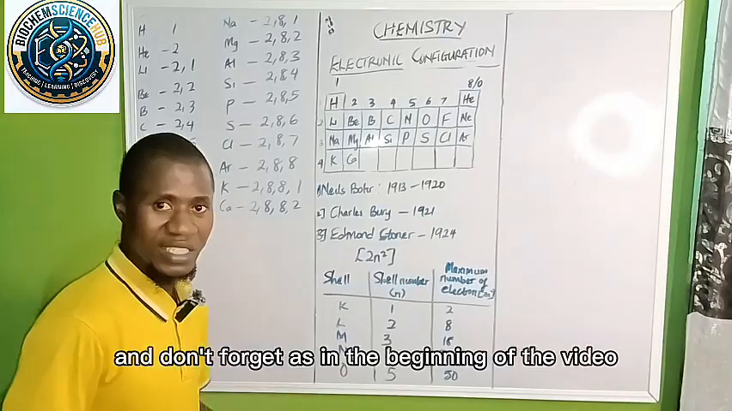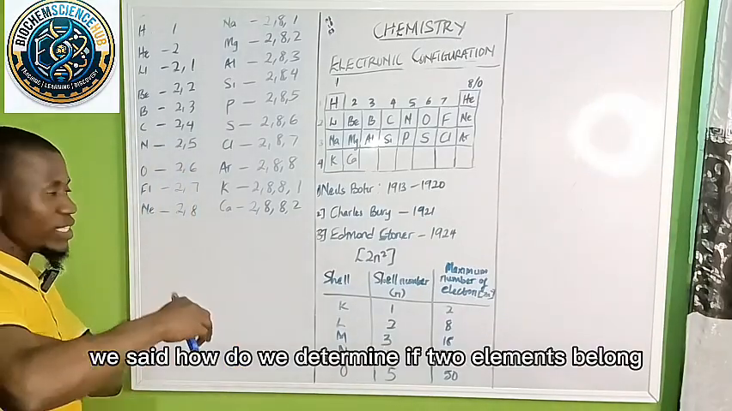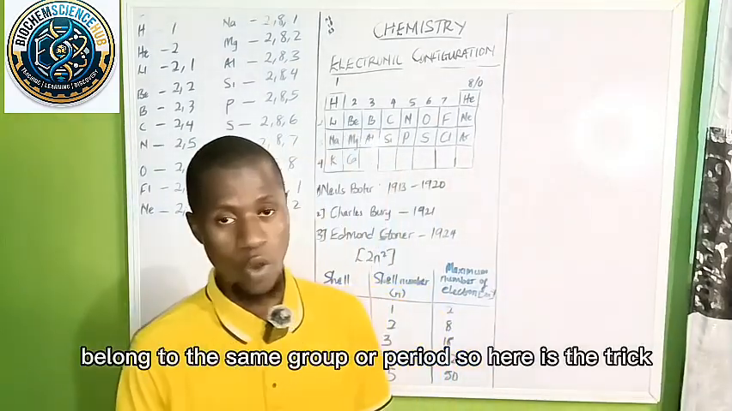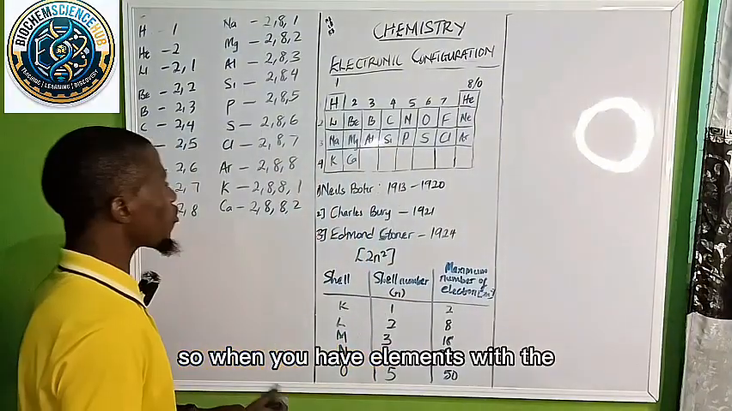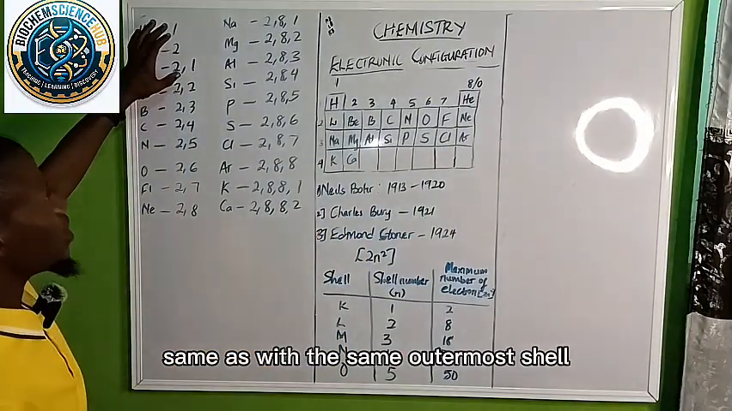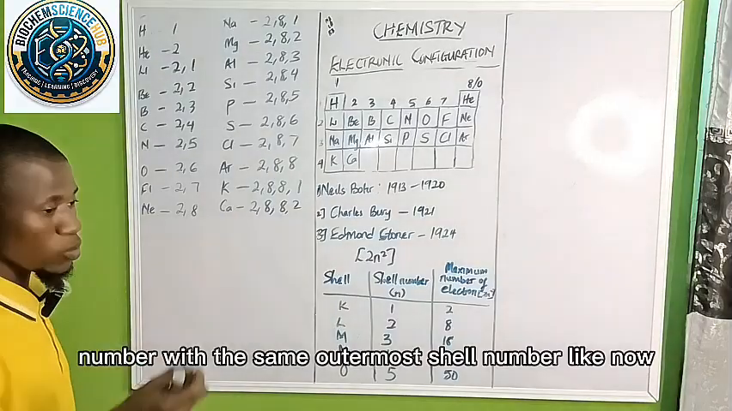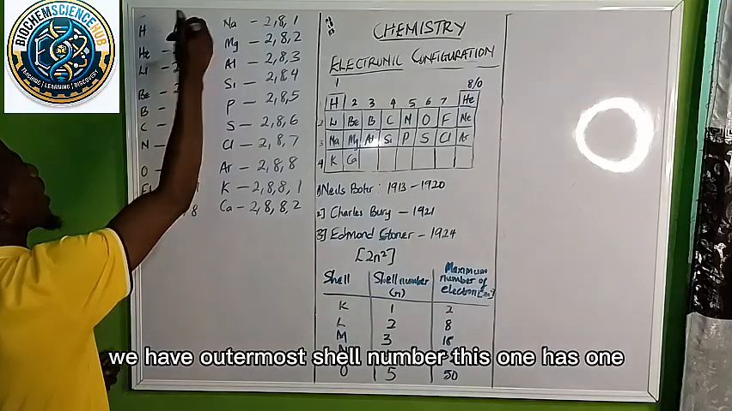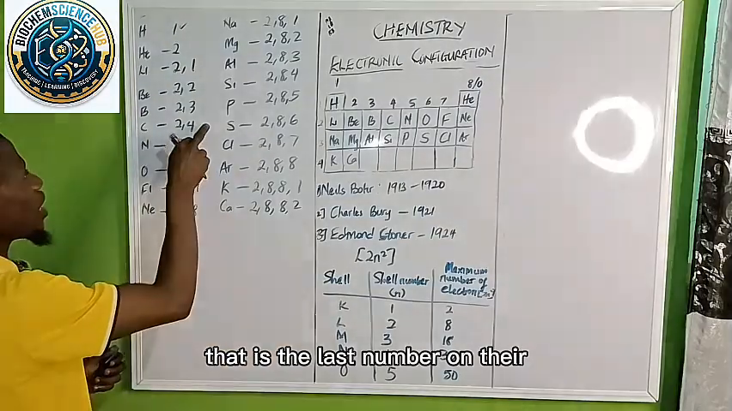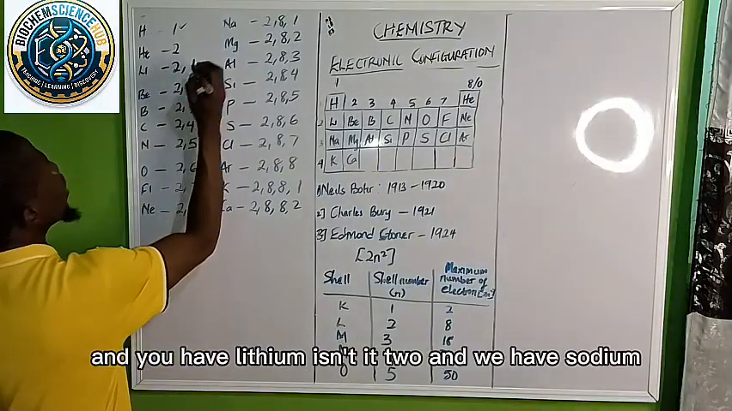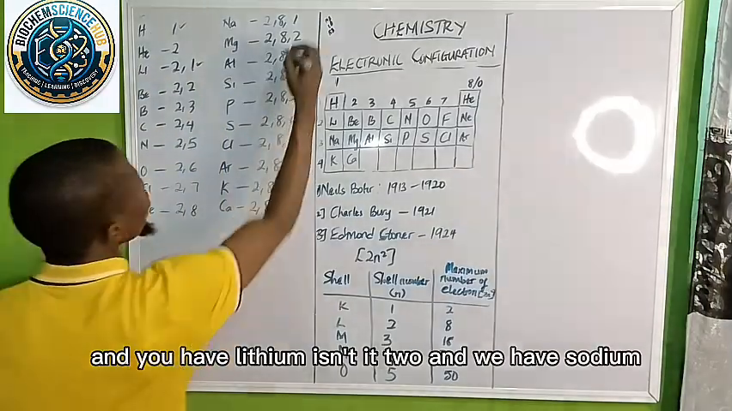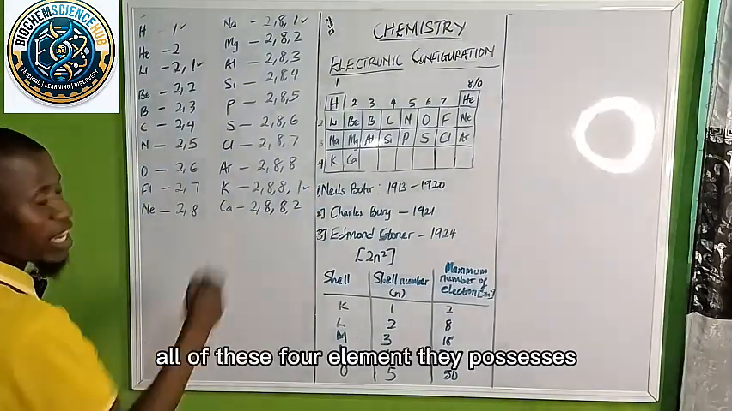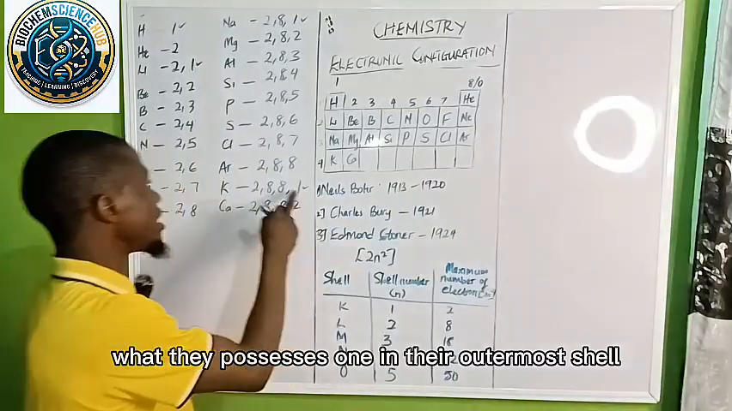And don't forget, as in the beginning of the video, we said how do we determine if 2 or 3 or more elements belong to the same group or period. So here is the trick. When you have elements with the same outermost shell number, like now, this one has 1, that is the last number in their electronic configuration. And you have lithium, 2, 1, and we have sodium, 2, 8, 1, and we have potassium. So all of these elements possess one electron in their outermost shell.